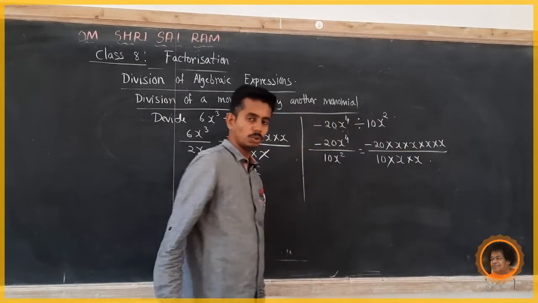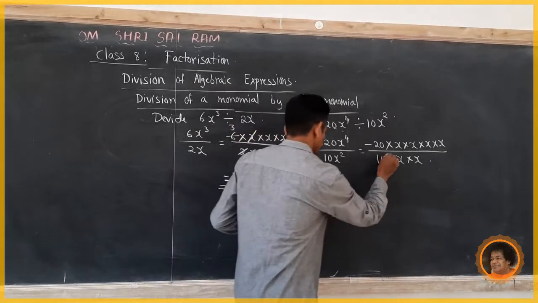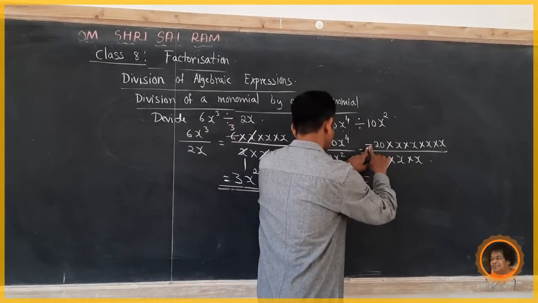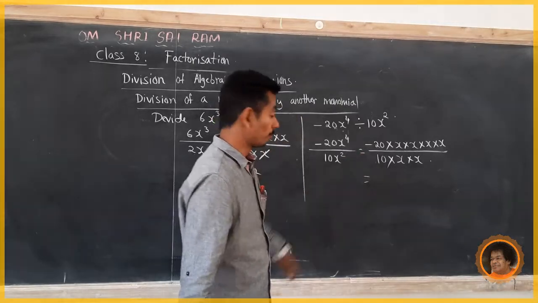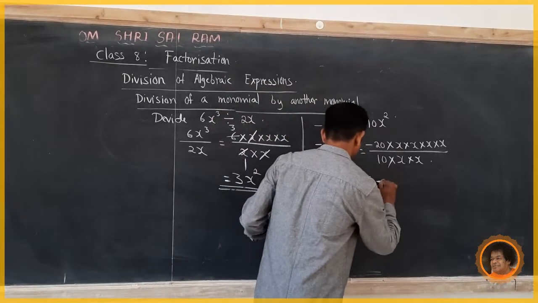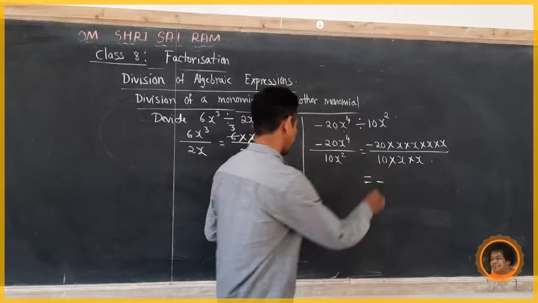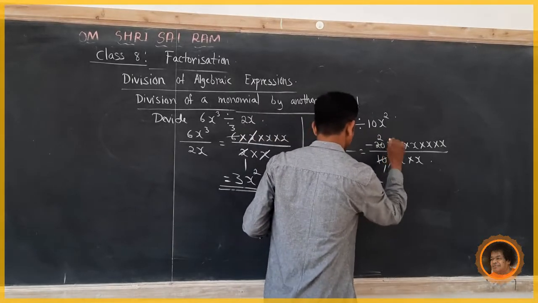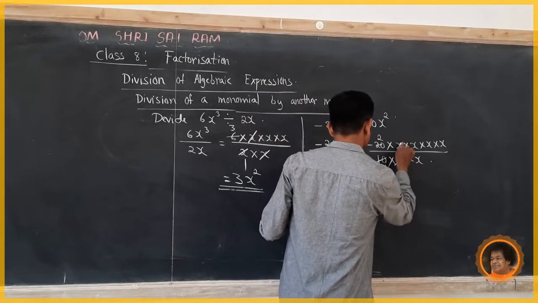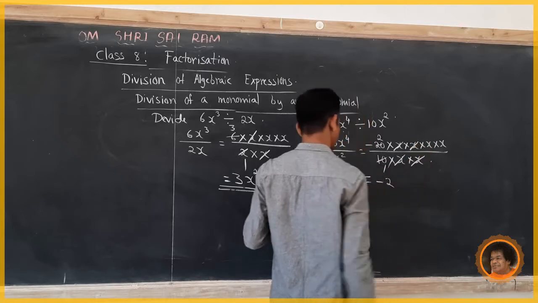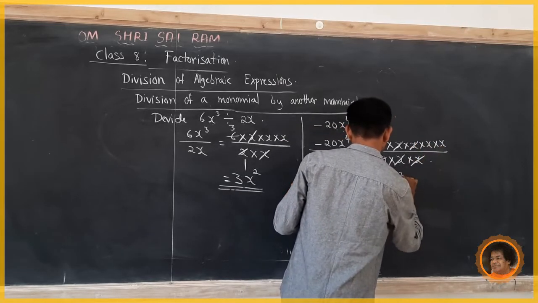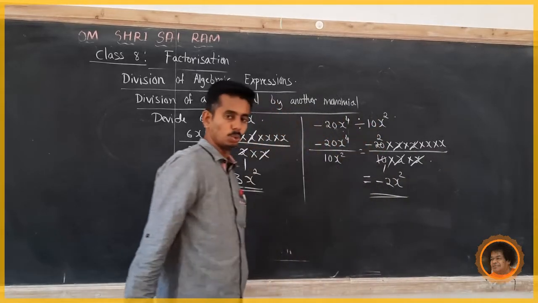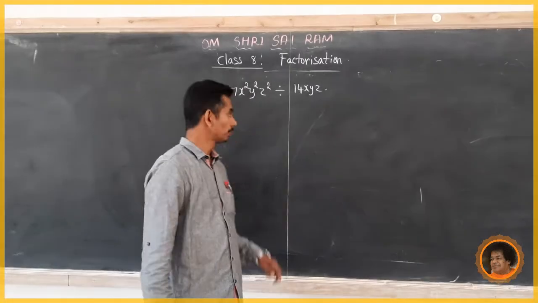So, x into x. Be careful, here it is a minus, here it is a plus. When division, it becomes minus. The quotient becomes minus. So, minus. 10 ones are 10, twos are 2. X ones are x, x ones are x. Then we get x into x is x squared. So, minus 2x squared. Okay, next problem.